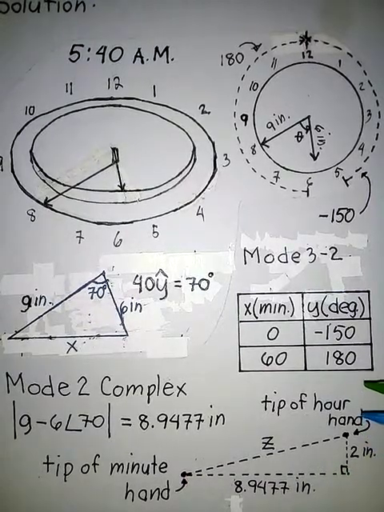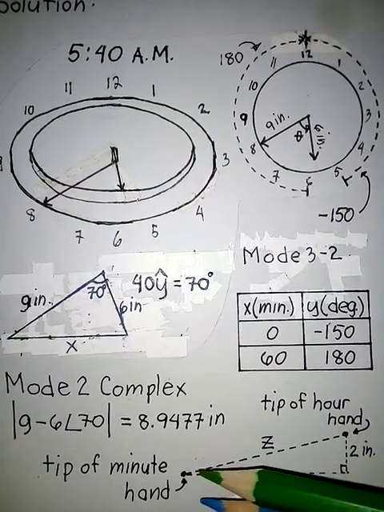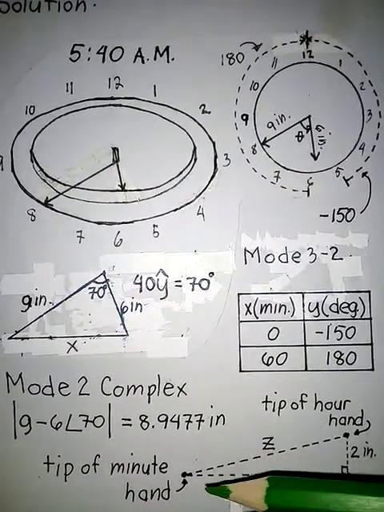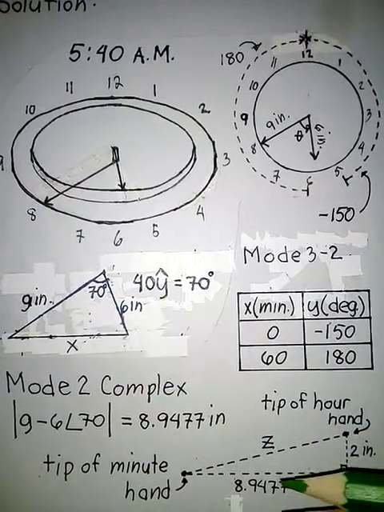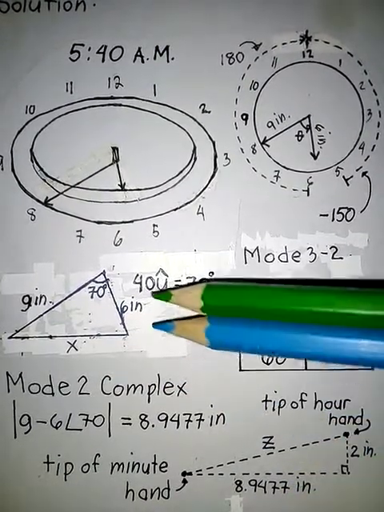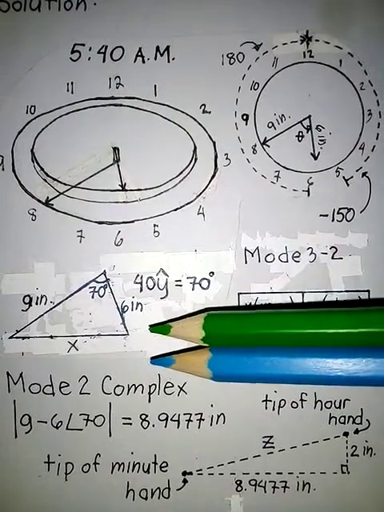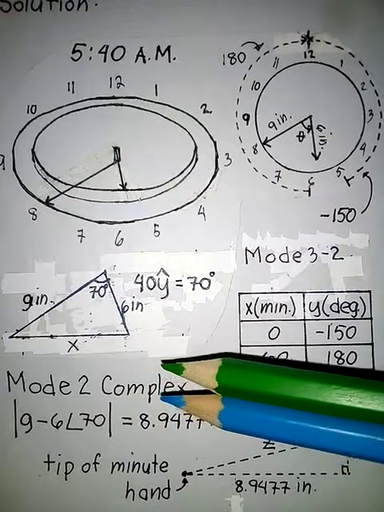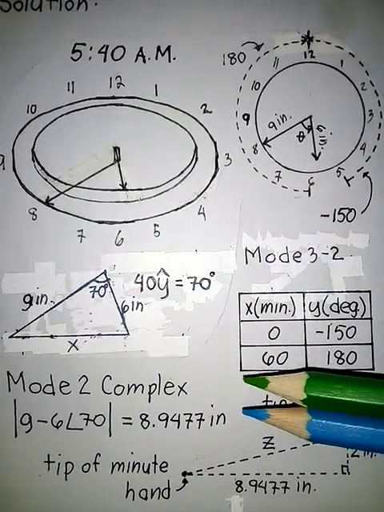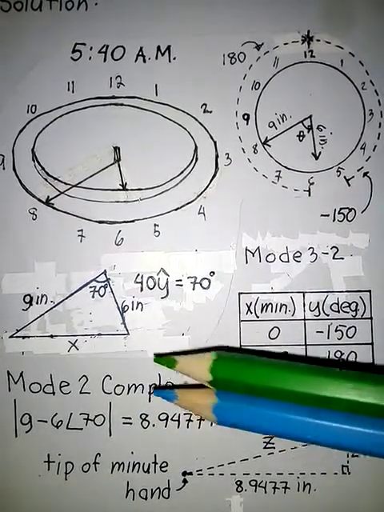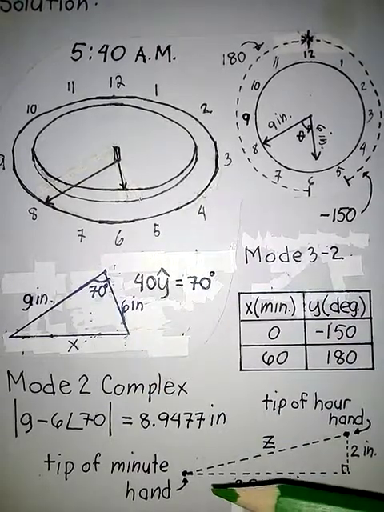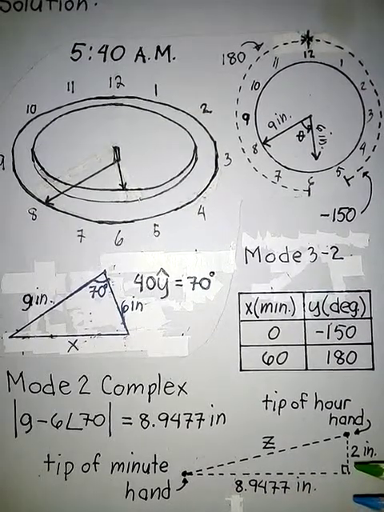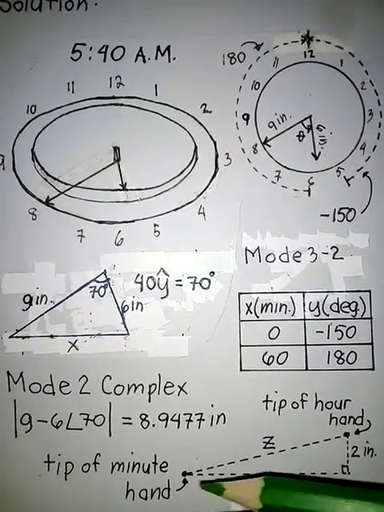So this is the tip of the hour hand and the tip of the minute hand. First, using mode 2 complex, let's get this value x. So using mode 2 complex, this is the absolute value of 9 minus 6 at angle 70 degrees. The absolute value is equal to 8.9477 inches. So that is the value of x, or again the distance from the tip of the minute hand to the tip of the hour hand, but in the same elevation.